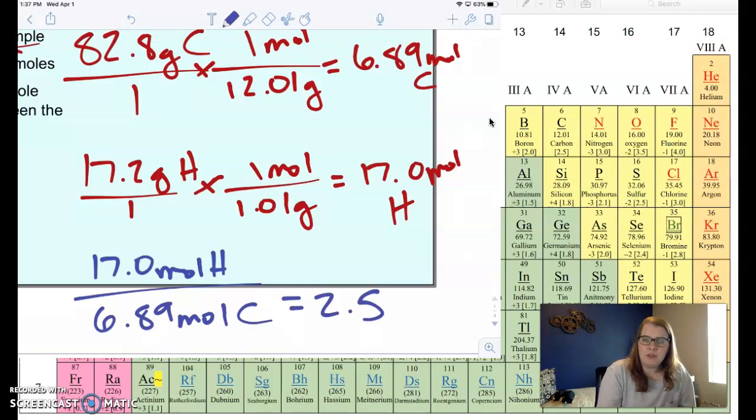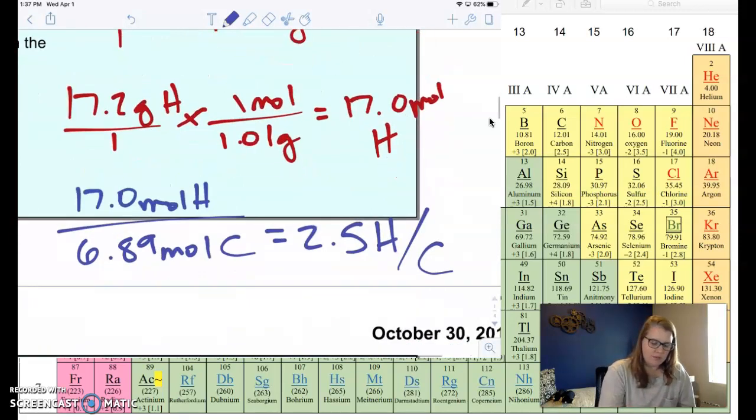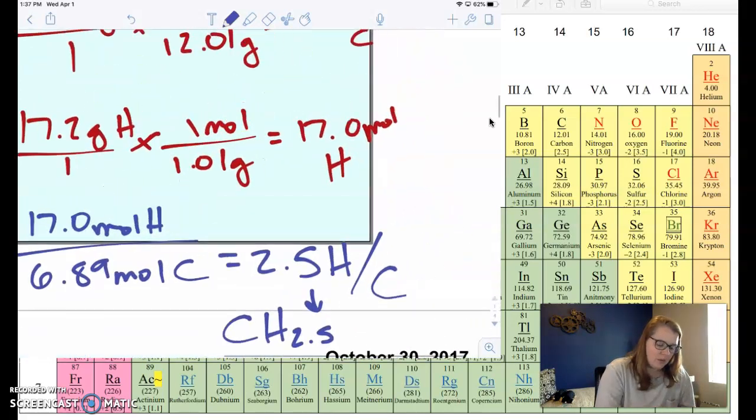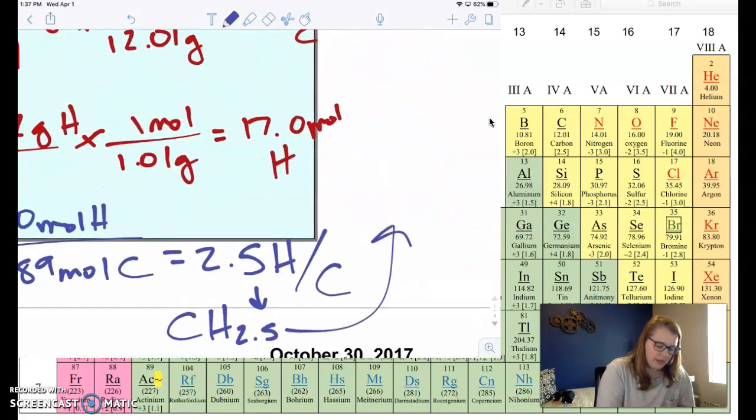So basically what I just figured out is the ratio of hydrogen to carbon. So it's 2.5 H per C, or in other words, for every 1 carbon, there are 2.5 H's. Now, can we have 2.5 H's? Absolutely not. So then what we can do is take this entire thing and multiply it by 2. So the empirical formula would be C2H5.